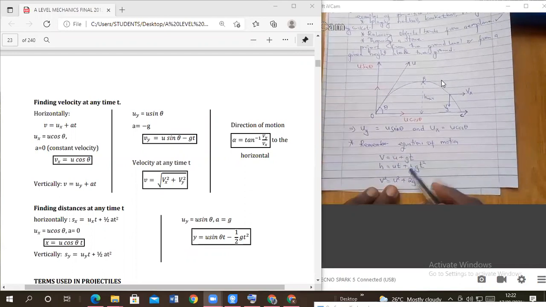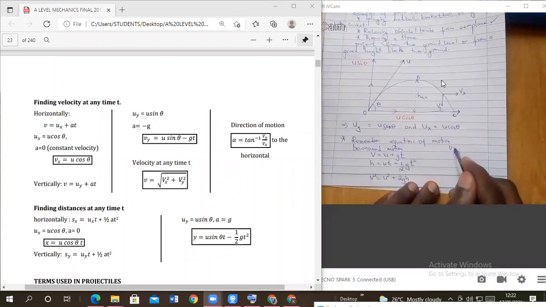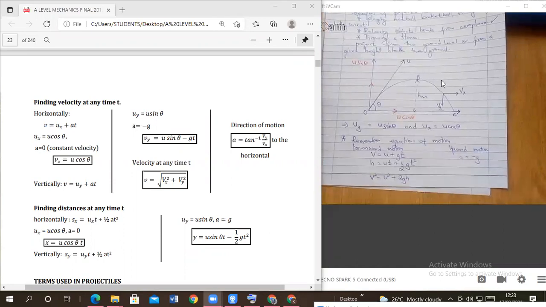When do we use this formula? This is when the body is moving downward. But when we come to upward motion, our A will be equal to negative G. So you can see in this component, we have two scenarios here.